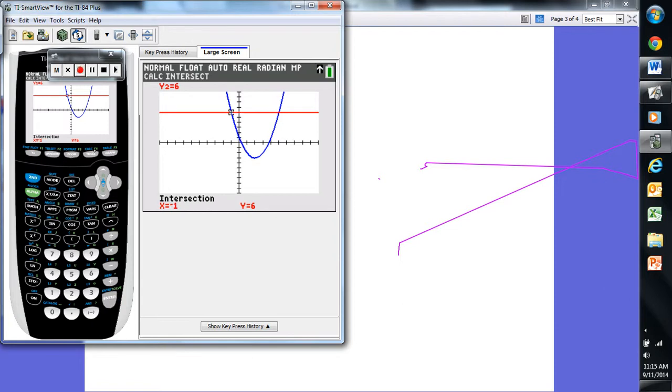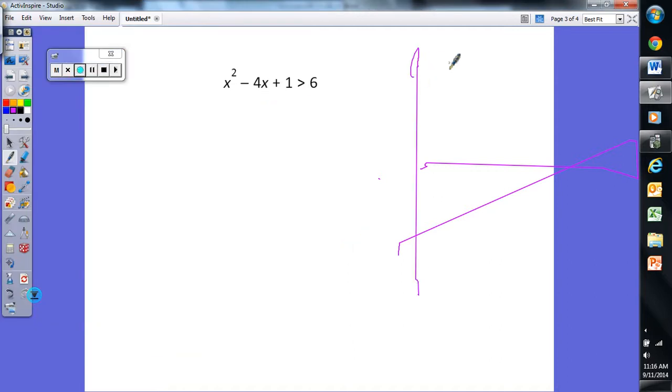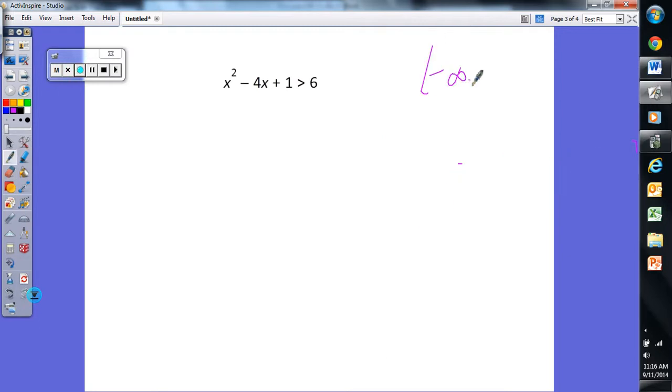-1 and 5. So from negative infinity to -1, and from 5 to infinity. But let's check it algebraically.